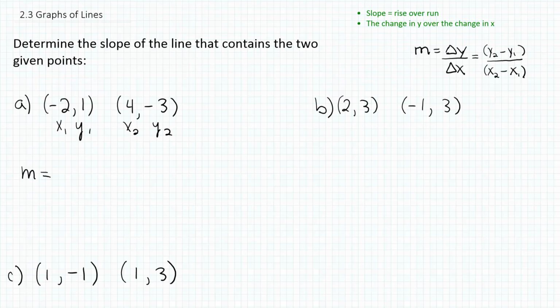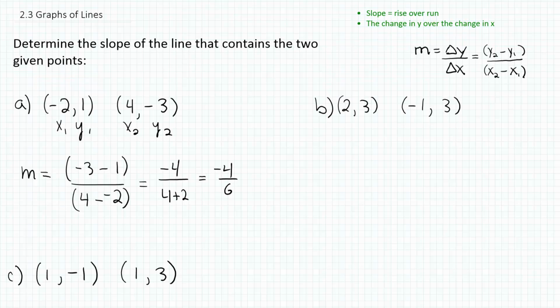So m is equal to, so y2 will be negative 3 minus y1, which is just 1, divided by x2, which is 4, minus x1, so that'll be minus 2, right? So minus 2. And then we'll have negative 3 minus 1, which is negative 4, over 4 plus 2, right? Because the two negatives will make it positive. So we'll end up with negative 4 over 6.